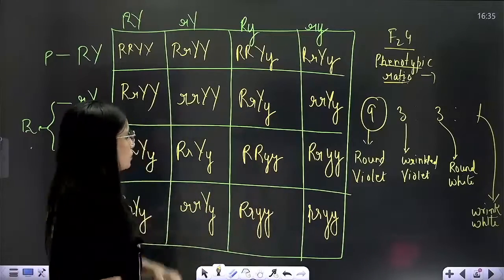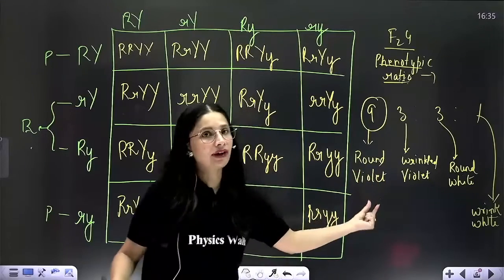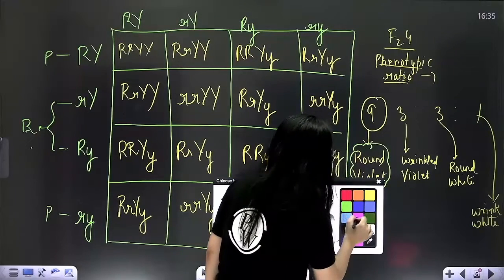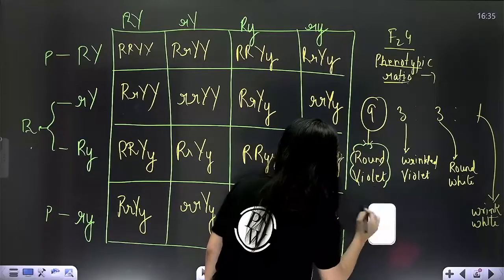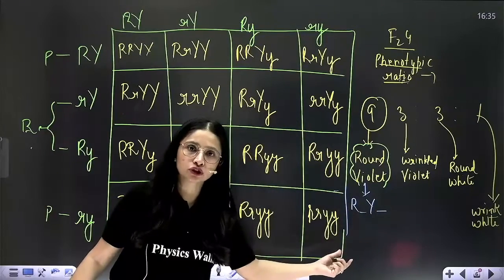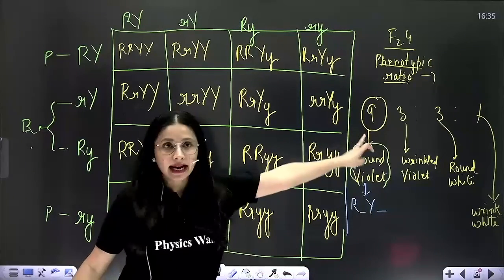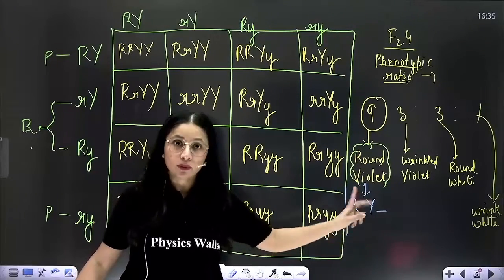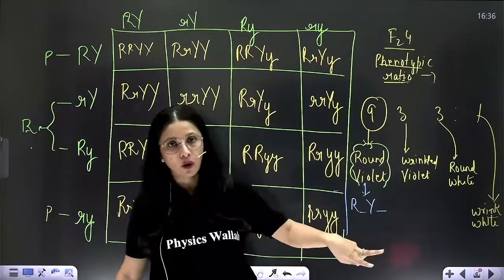Now let's check the genotype. How is this possible? So for the 9, you have to see round and violet. In this round and violet, beta, you are going to check both types of genotype, where either R is homozygous dominant or heterozygous dominant, and Y is either homozygous or heterozygous. So for these 9 phenotypes, that is round and violet, we are going to consider both types of genotype where both the genes are present in dominant state, homozygous or heterozygous.